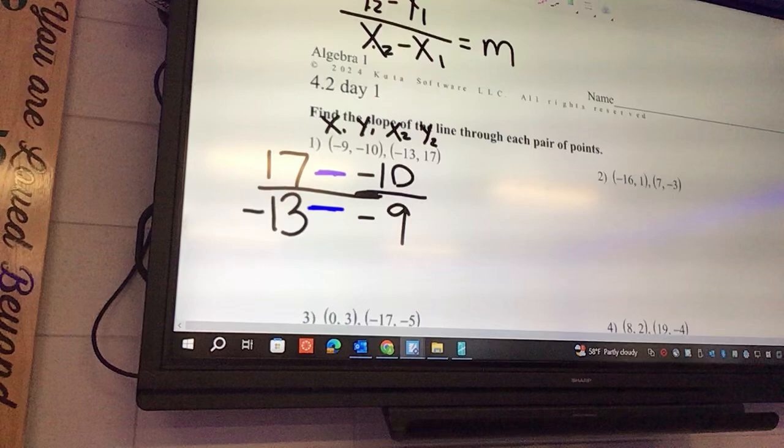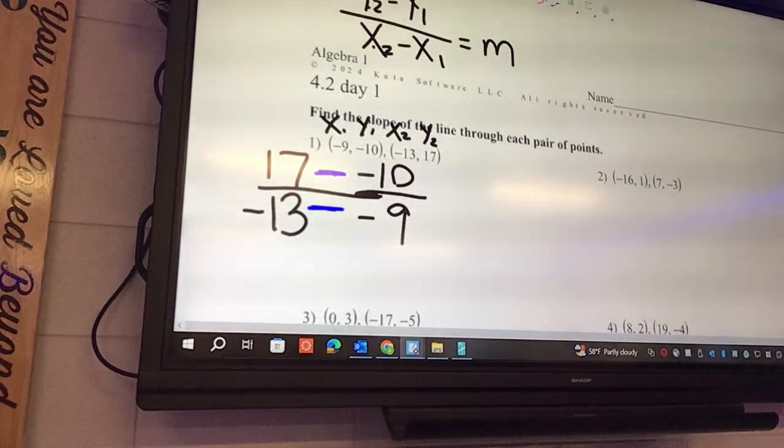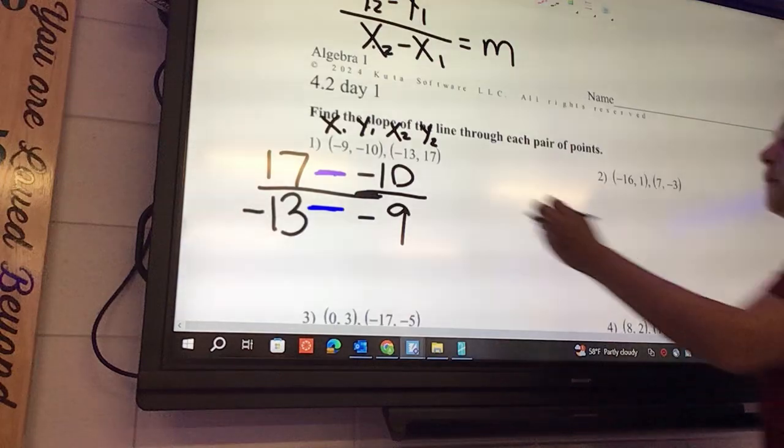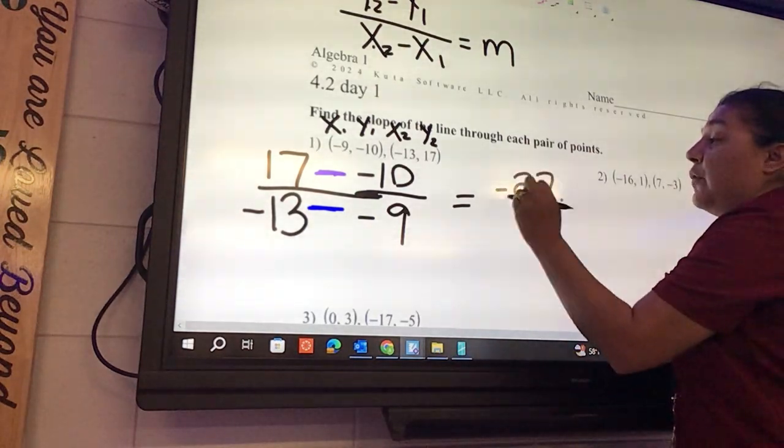What did you guys get? Negative 27 over 4. Even if you weren't done, finish, so you know that you know how to do it and it happened correctly on the calculator. So negative 27 over 4.